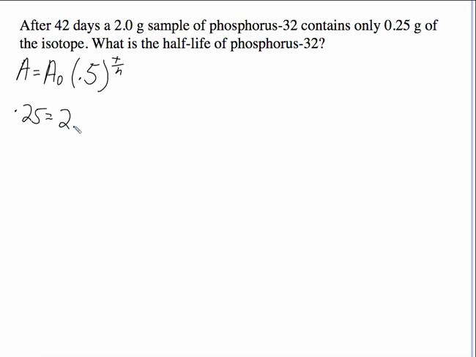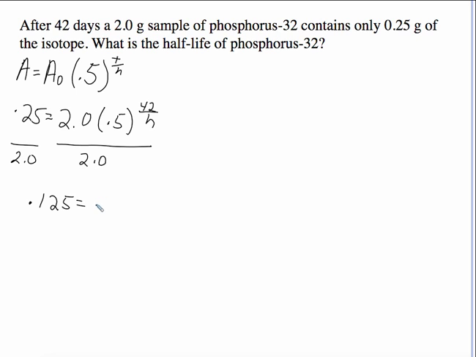You're starting with 2 grams. That'll be multiplied times 0.5 to the t, so 42 days, and it wants to know what is the half-life. Alright, so to simplify this problem, we've got to get everything away from h. So to do that, first we're going to divide both sides by 2. And so if we take 0.25 divided by 2, that gives us 0.125.